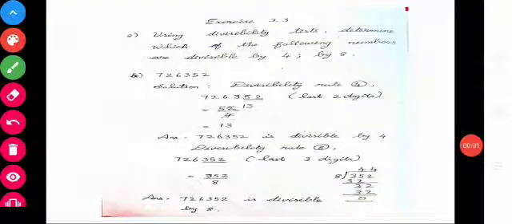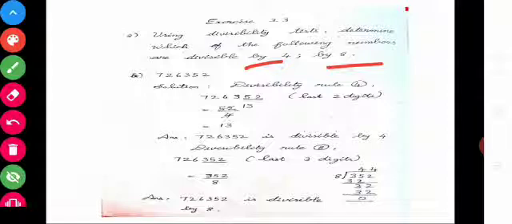See in that exercise 3.3, using divisibility test, determine which of the following numbers are divisible by 4 by 8. What is that example?